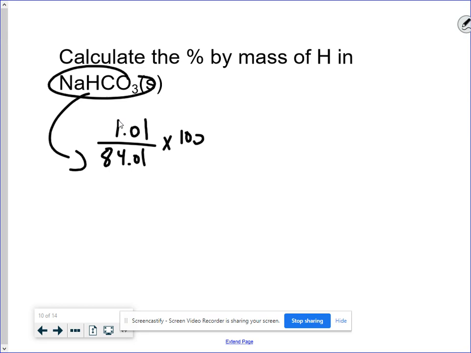Times that by 100, so 1.01 divided by 84.01, times 100, we get 1.2%. So not very much of the hydrogen is responsible for the weight. Okay, that is lesson 2 of empirical chemistry.